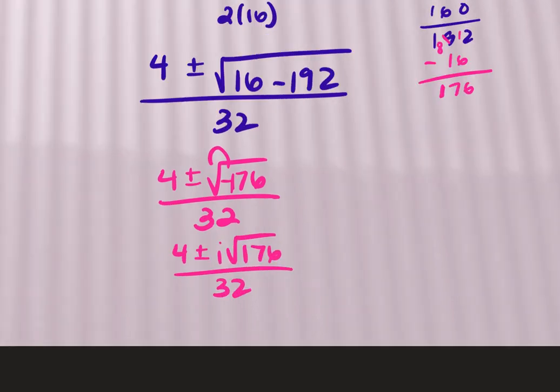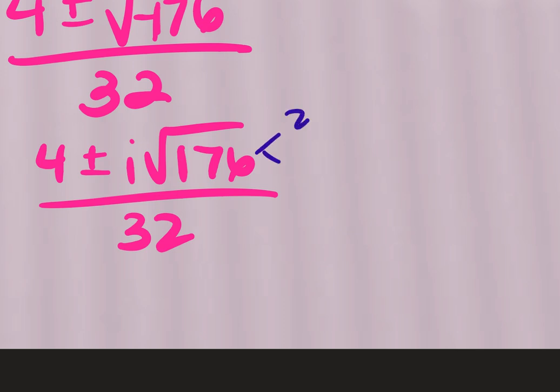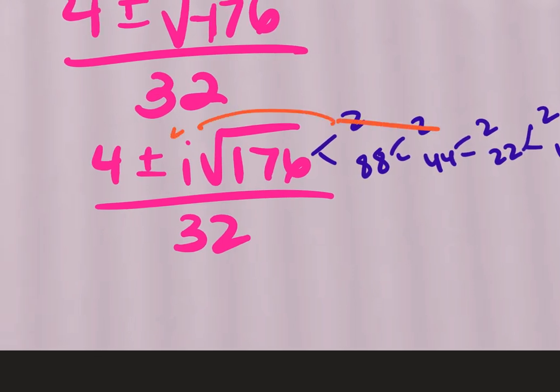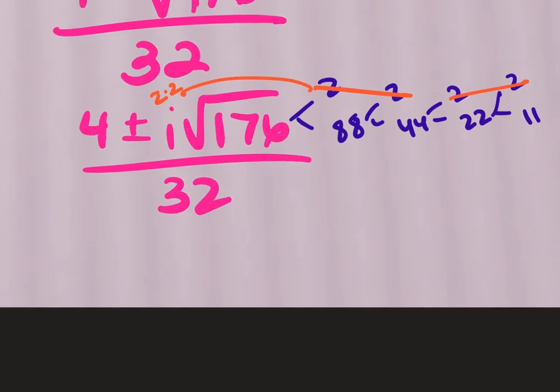And then we break down that 176. I know 2 goes in here. It'd be 88, and then 2 and 44, and 2 and 22, and 2 and 11. For each pair of 2's, 1 goes to the front. So I have one pair of 2's, I'm bringing a 2 out front. Another pair of 2's, I'm going to bring that 2 out front as well, and then the 11 stays underneath. So I get 4 plus and minus 4i square root 11 over 32.